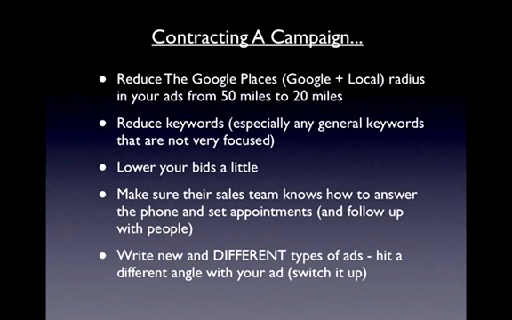Okay, the next thing you can do to contract a campaign here is write not only new ads, but different types of ads. So hit a different angle with your ad, right? Completely switch it up. If you were hitting one benefit in one ad, and they're not too happy with that kind of quality of lead, take a totally different angle on the ad.